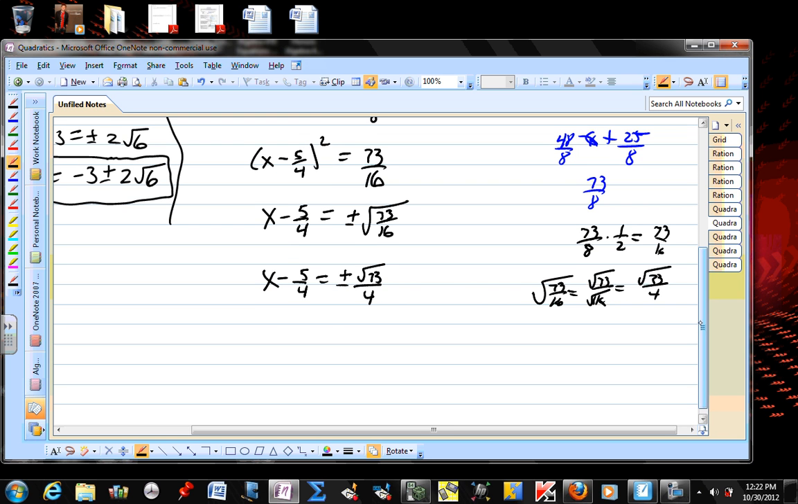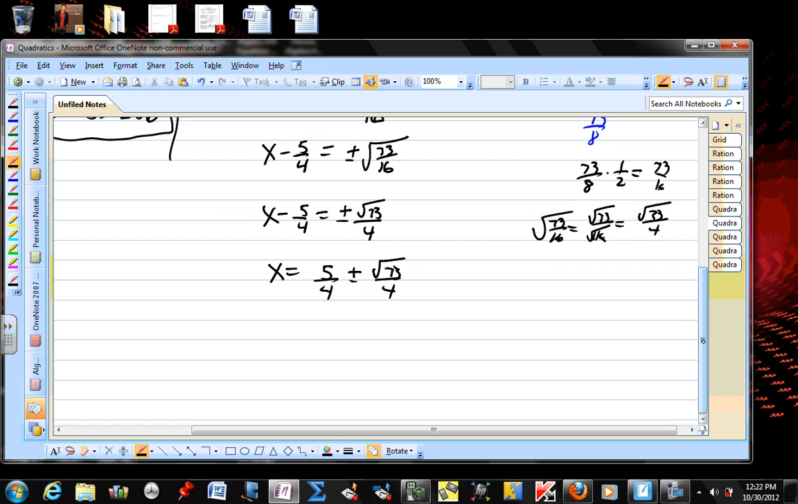Now we're going to add 5/4 to both sides, and we can say that x is 5/4 plus or minus root 73/4. And you notice that we have a common denominator. We could say then that x is 5 plus or minus root 73, all over 4. Here are two answers. If you want a decimal approximation, of course, you can use your calculator to get one.